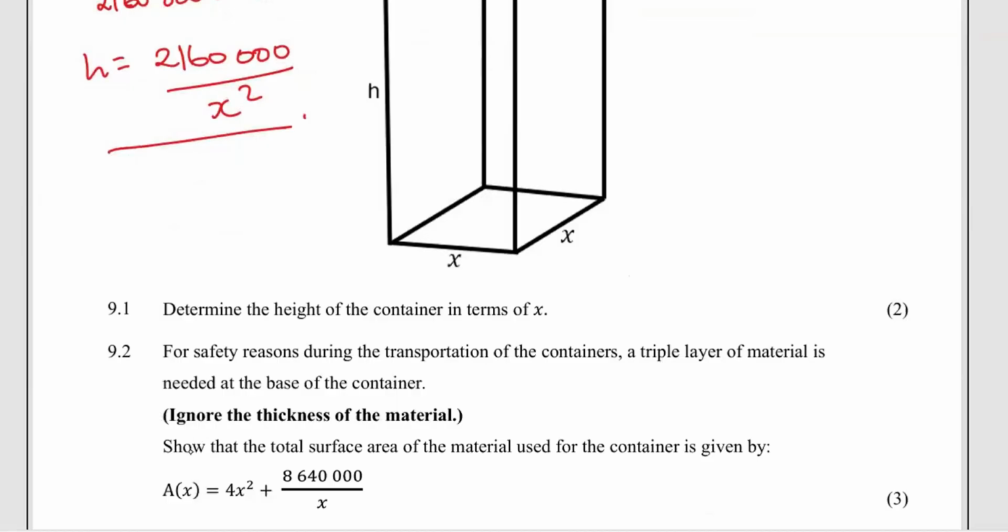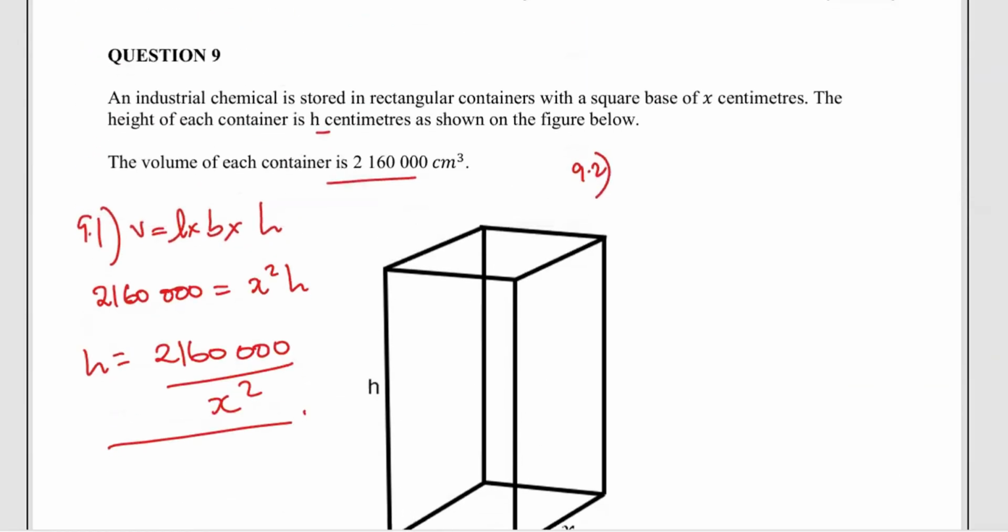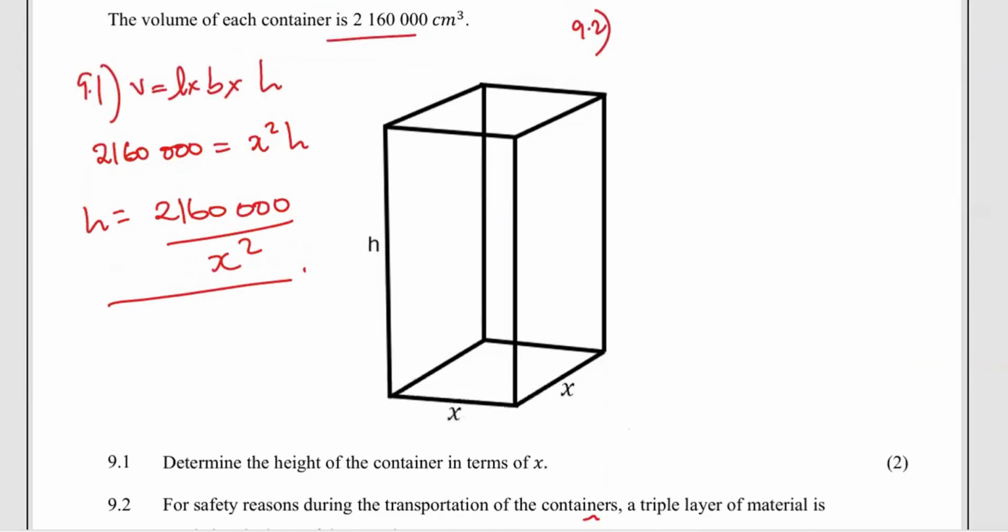9.2: for safety reasons, during the transportation of the containers, a triple layer of material is needed at the base. Ignore the thickness of the material. Can we show that the total surface area of the material used for the container is given as this? Now, this chemical container simply needs to be covered up. The top and the bottom, it needs to be closed, okay?